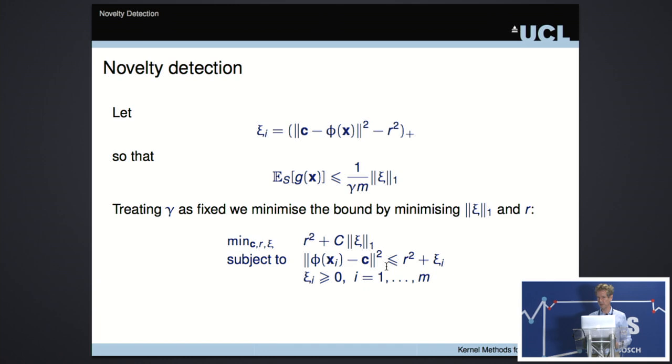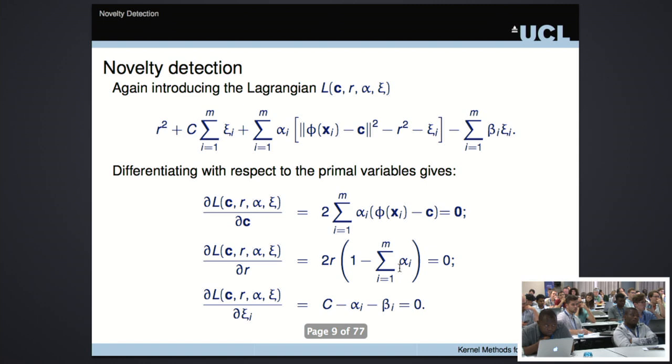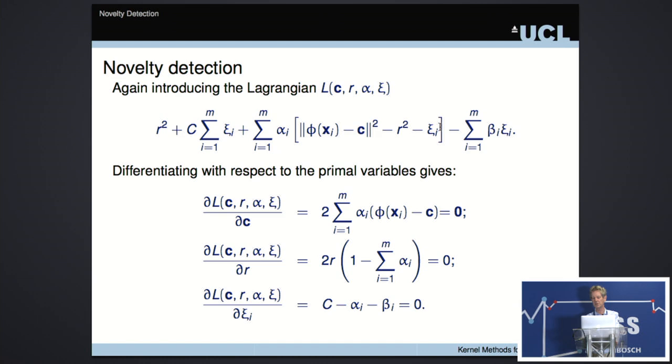So again, it's looking similar, but different, of course, to a support vector machine. But you can crank the same handle. It's a convex optimization, and we can do our Lagrange multiplier tricks to include these constraints, take the derivatives with respect to the primal variables, and set those derivatives equal to zero. We get expressions for the primal variables in terms of the dual variables, and substitute back into the Lagrangian. Here's the Lagrangian with the Lagrange multipliers, alpha I for each of those constraints, and beta I for the psi I.